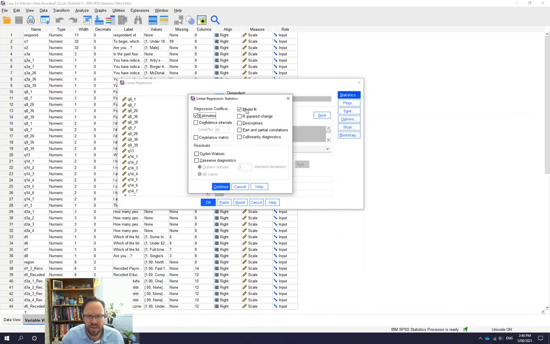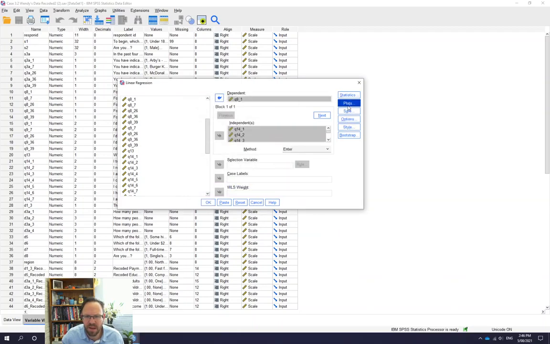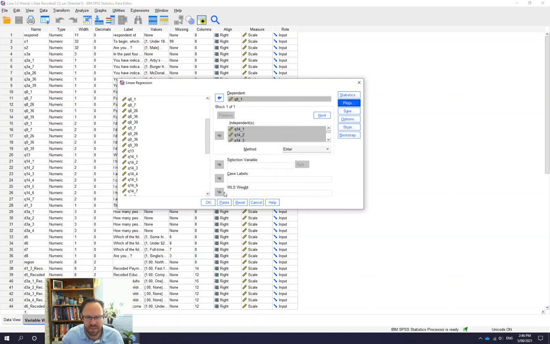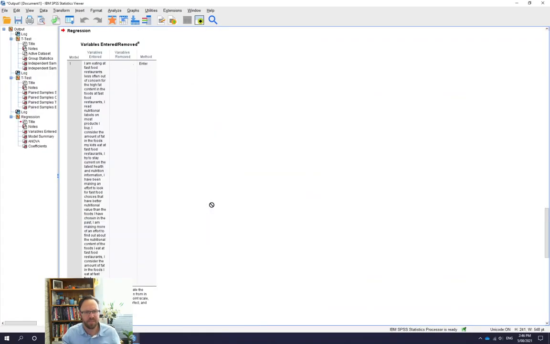We do our model fit. We don't have to worry about the change in R squared, or about this stuff as well. We'll do continue. You can plot it out if you want, but for this one I want to keep it simple. So I'm going to click OK.